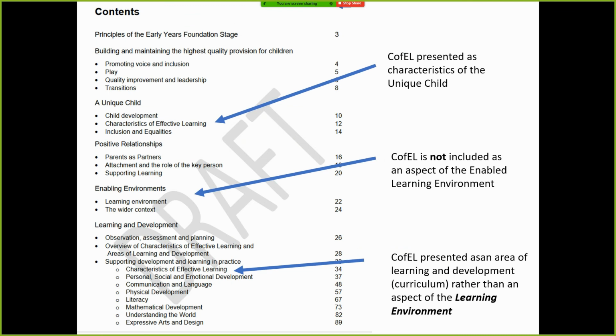And even when you look at the index, or the contents page, I should say, of the draft, that's confirmed. In the unique child section, you've got reference to the characteristics of effective learning, and in enabling environments, you don't have any references to the characteristics of effective learning. Down below, where learning and development lists all the curriculum content that's being prescribed, you've got characteristics of effective learning alongside PSE, communication and language, literacy, maths, etc.